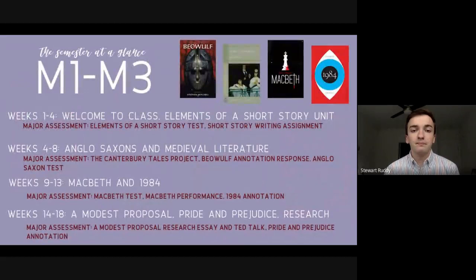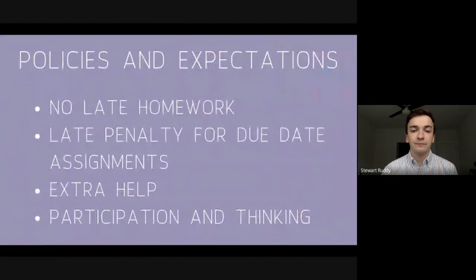The semester at a glance, you'll look at midterm 1 through midterm 3 here, and it walks you through all of the different major assessments that your students will have. You can look at this. It's posted on my website as well. It's also going to be sent to you in this presentation on the email. So you'll be able to see the plan for assessments that we have right now at the start of the school year.